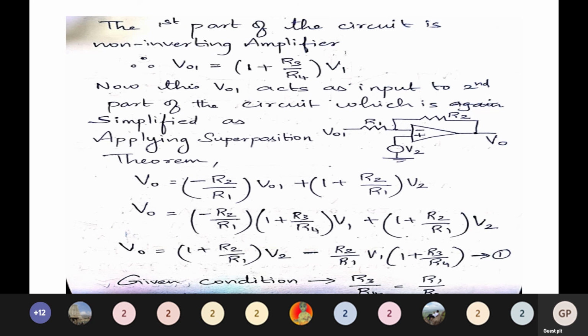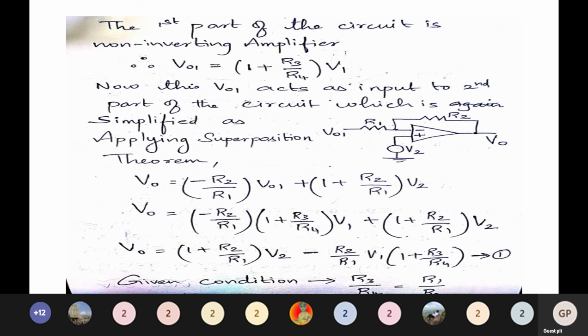When I consider this one, I should ground the other input, that is, short the supply. When I short that input, the input is given to the inverting terminal with a feedback, and the non-inverting terminal is grounded. So it will act like an inverting amplifier, and therefore your output expression will be minus RF by R1 times the input, so minus R2 by R1 times the input VO1. This is the first output when I consider this input.